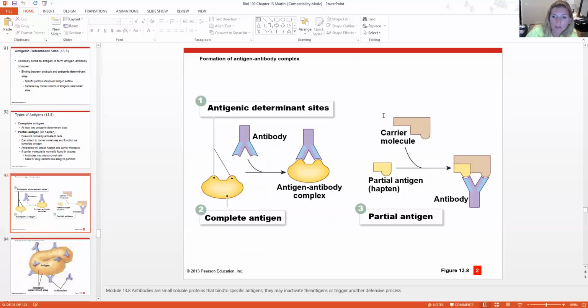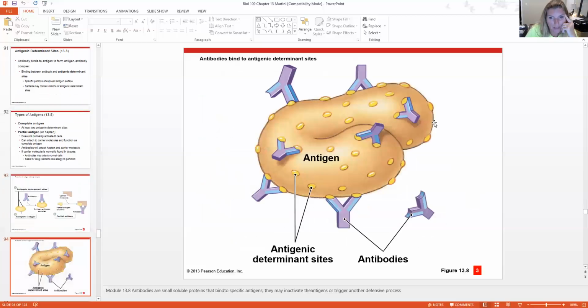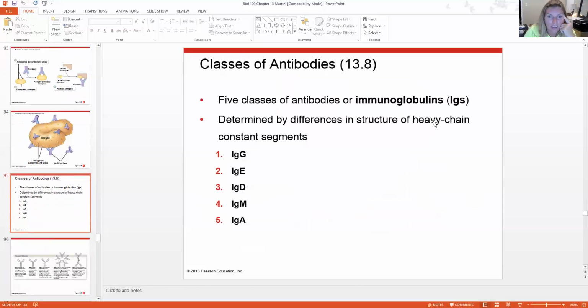So here is the basic idea. Antigenic determinant sites are these two binding sites for the antigen and antibody. They fit together in a complete and an incomplete or partial form. They have to fit together with a carrier molecule and a partial antigen. Hence there you see them binding onto the surface of some type of invader, attacking it.